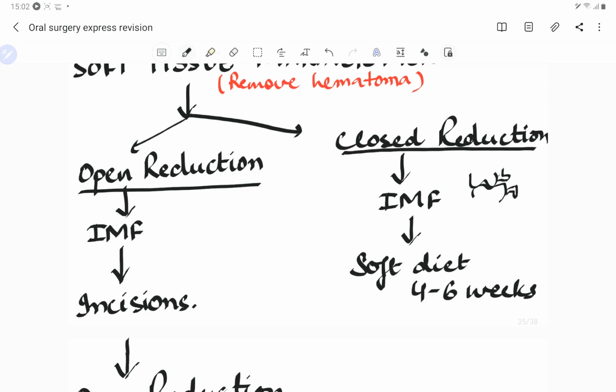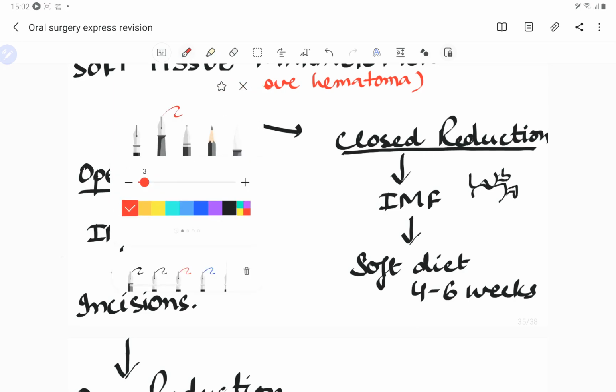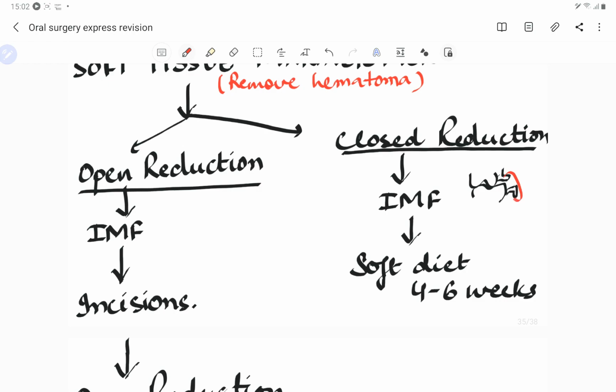and then we take a wire or the elastics and then hold them back together. We have studied so many methods of closed reduction in the intermaxillary fixation lecture. We have already covered it in the previous part of the express revision course. So we do the intermaxillary fixation or the maxillomandibular fixation, basically fixing the maxillary teeth to the mandibular teeth for 4 to 6 weeks, again depending on the age of the patient.